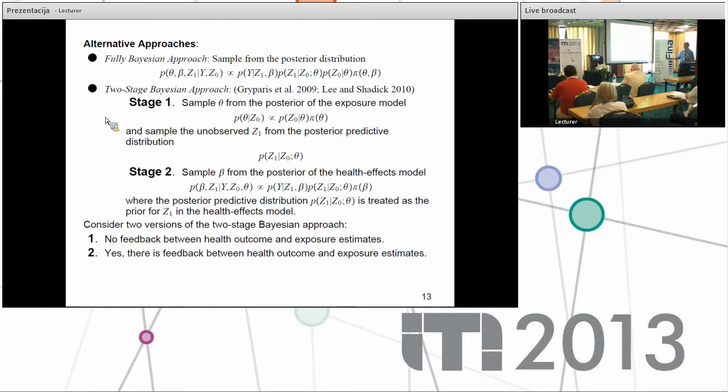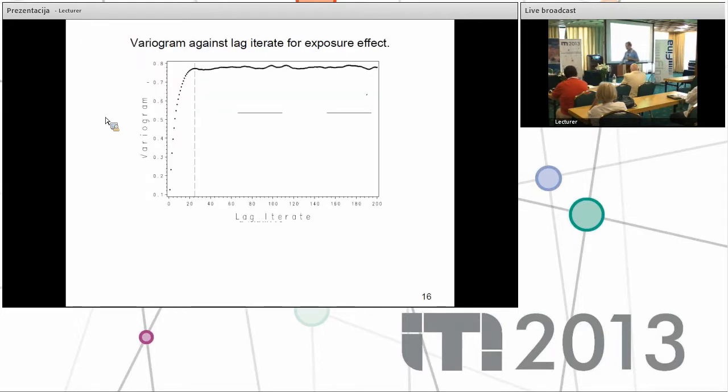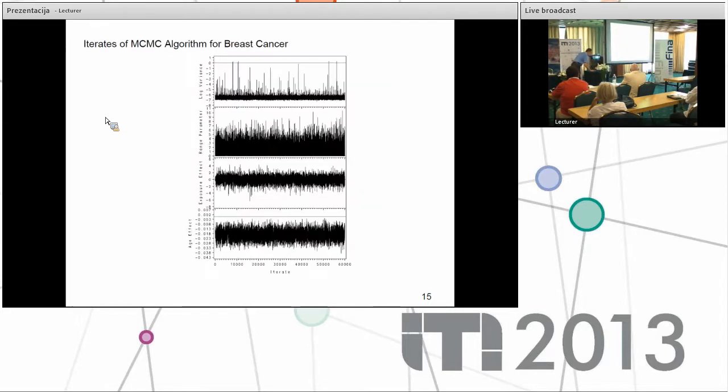In this case, I'm using feedback between the health outcome and the exposure estimates at the individual sites. We use 4 different rock types. I'm going to show the results for just uranium exposure, and I'm going to control for age here. And oh yes, this is delayed because we didn't run it before. I probably should have cut this slide out. There it comes. Yeah, there it is.